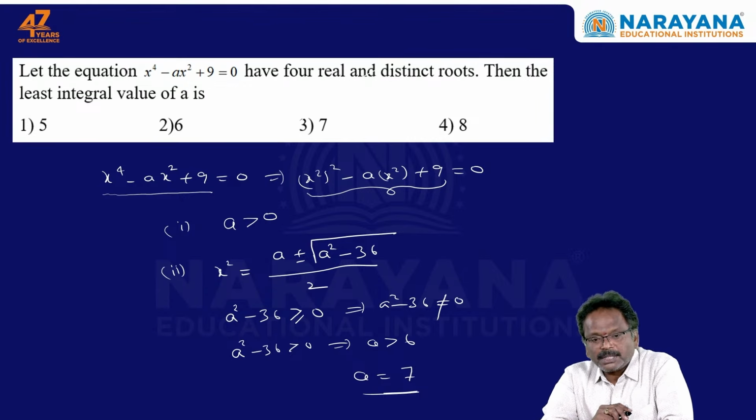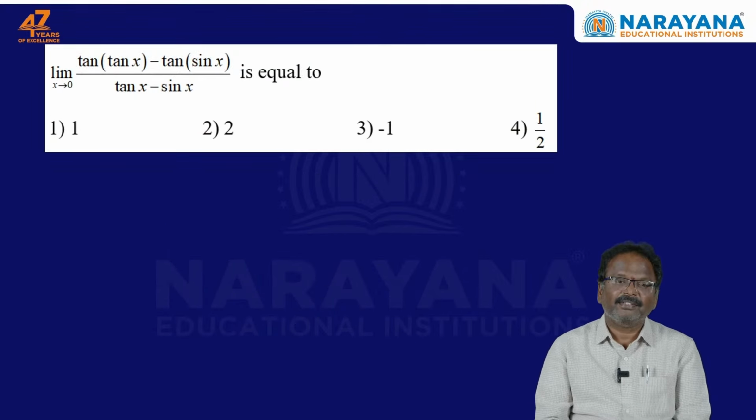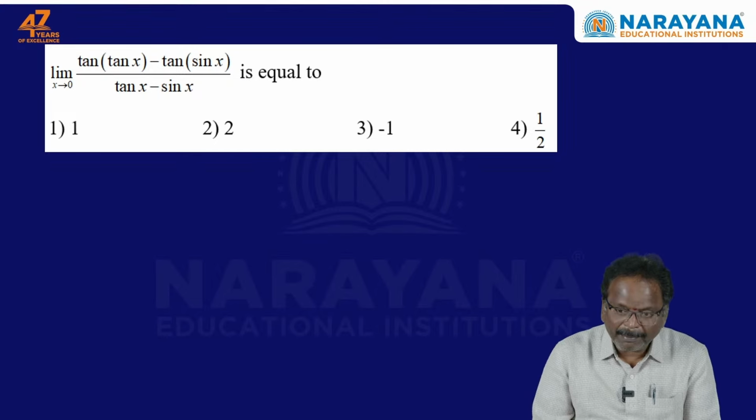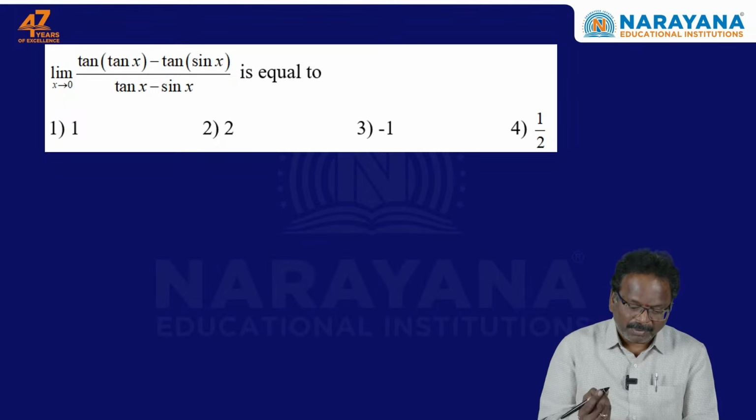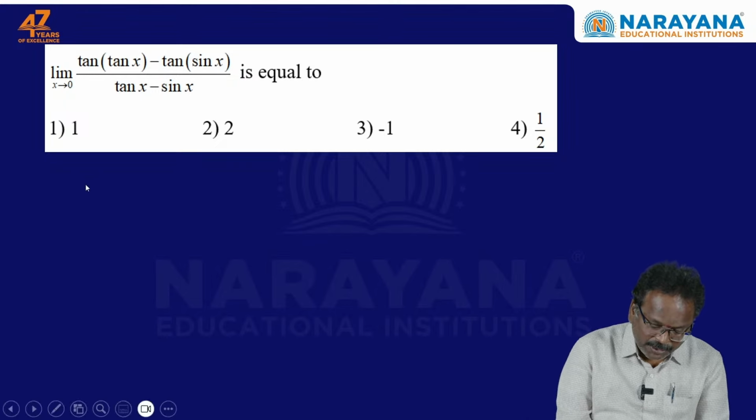Okay, now next one from limits. Limit x tends to 0, tan of tan x minus tan of sin x by tan x minus sin x. This is a simple and moderate question. Limit x tends to 0.